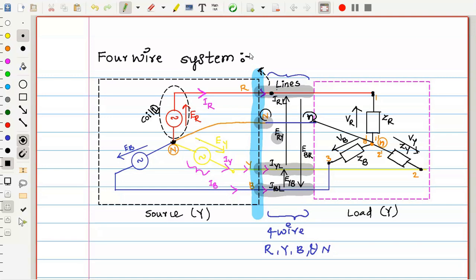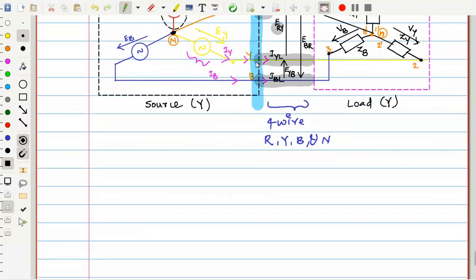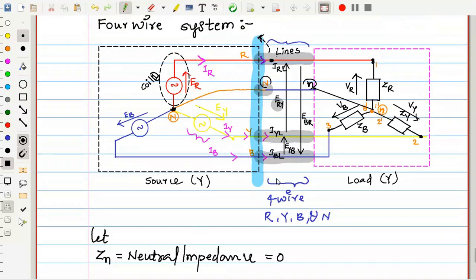So you should understand that four wire system means the neutral connection is also existing. The important thing is that Zn is nothing but neutral impedance. Let me put up these things. So these are assumptions. Let the neutral impedance be equal to 0. So I am considering neutral impedance as 0.